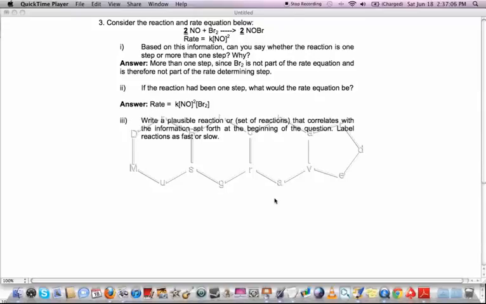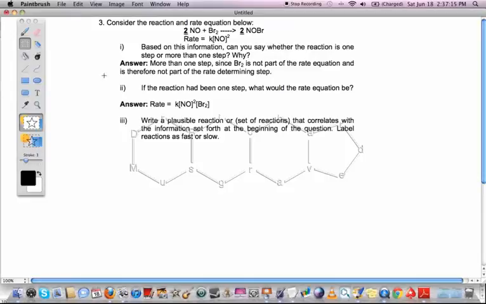Today I'd like to do an example of an application problem involving rate equations and rate laws. So here's what you're given in the problem. You're given the actual reaction that we're dealing with, 2NO plus Br2 gives 2NOBr. And we're also given the rate equation, which is something that's found by experiment. Now remember, you're given both of these things as part of the reaction. So let's look at how we might answer some questions about that.